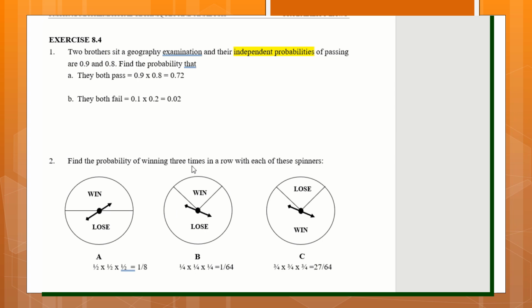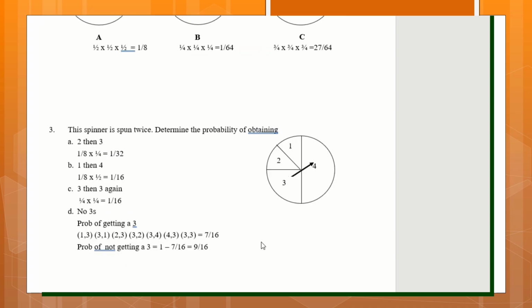Find the probability of winning 3 times in a row with each spinner, meaning I use this spinner, I win all 3 rounds. So what's the probability of winning all 3 rounds? First spinner: 1 over 2 times 1 over 2 times 1 over 2, 1 over 8. For this spinner, win all 3 rounds, 1 over 4 times 1 over 4 times 1 over 4. Why? Because it's 1/4 of the circle. Same goes to this one: 3 over 4 times 3 over 4 times 3 over 4.